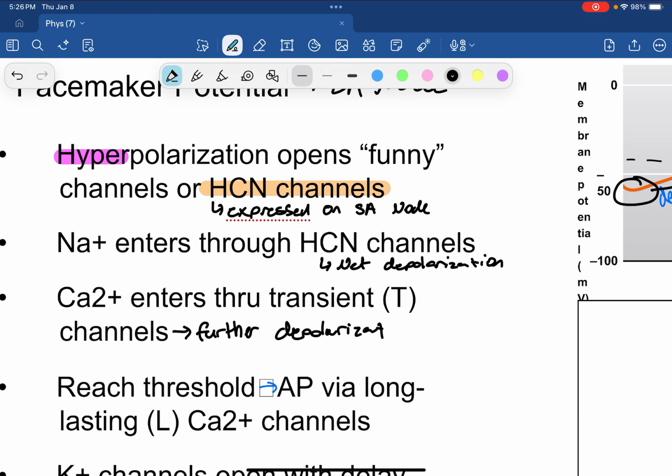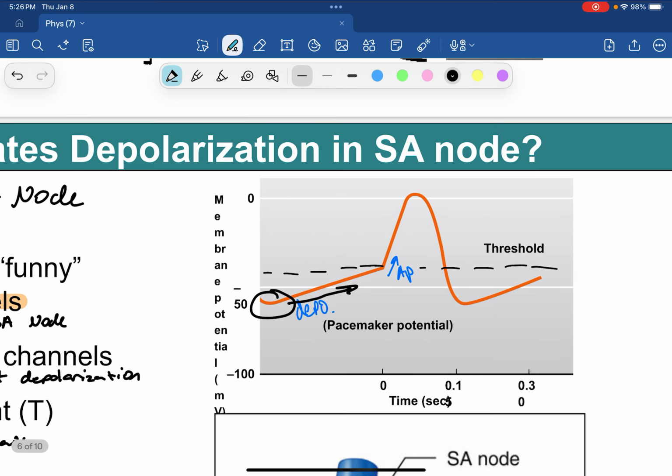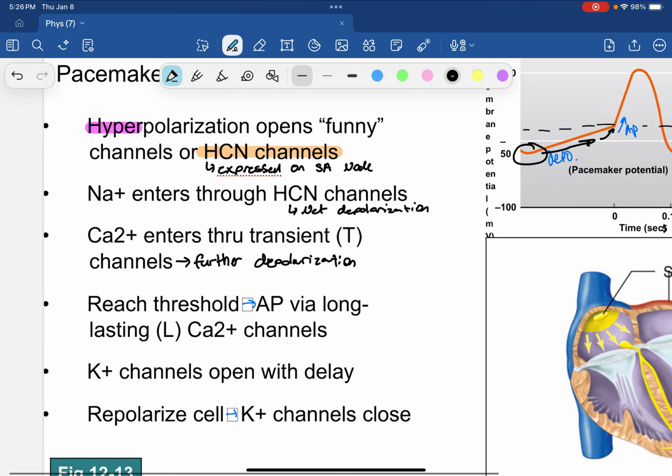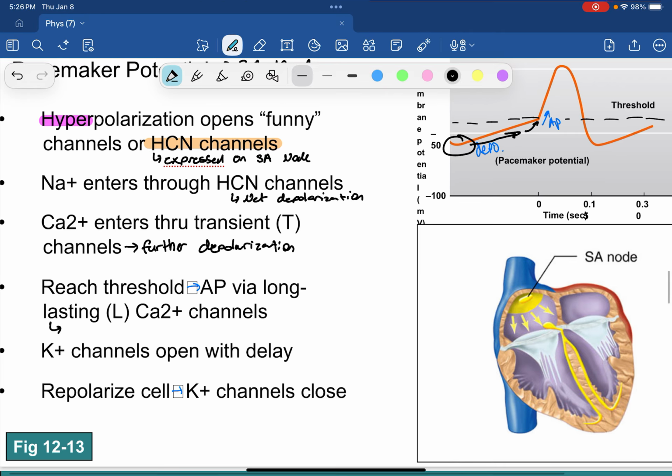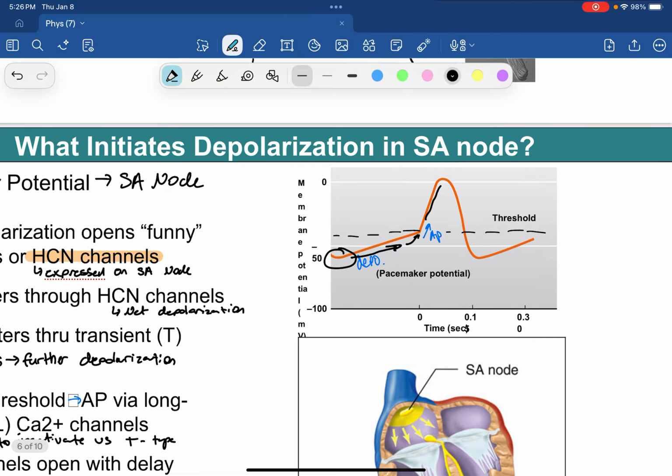Once we have that further depolarization, we see that it can reach this threshold through the long-lasting calcium channels. And these are basically just slower to inactivate versus the T-type, which we see up here. So they're slower to inactivate, which is what allows this to rise and rise until we reach our peak.